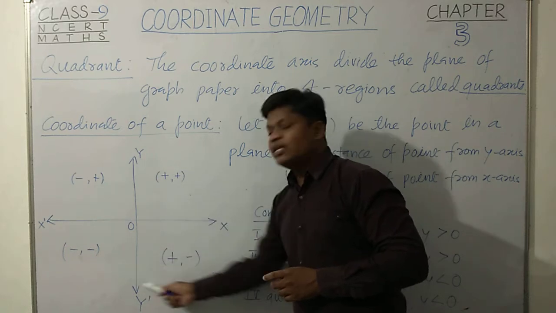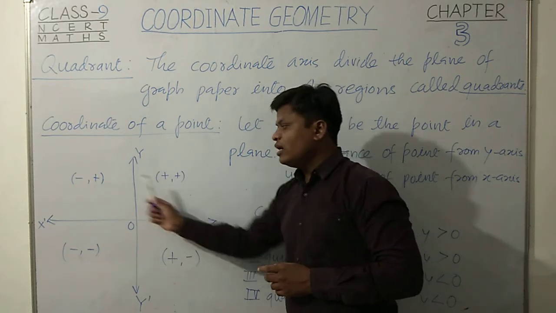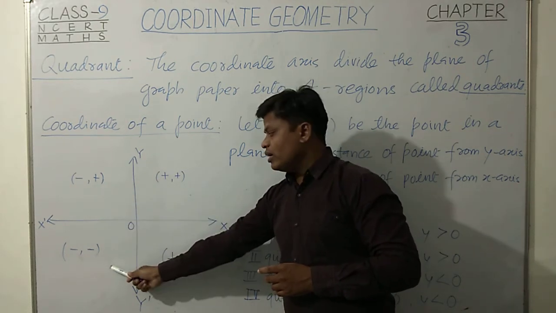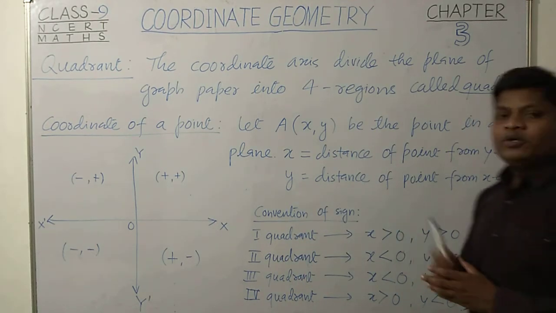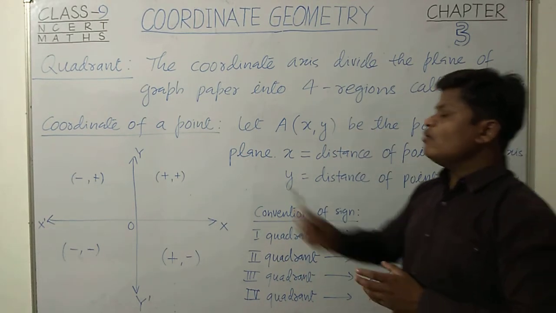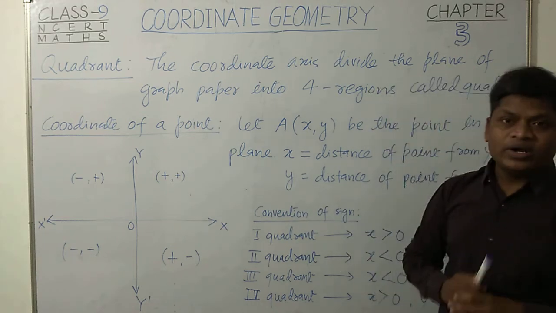We can also say that the four regions are the first quadrant, the second quadrant, the third quadrant and the fourth quadrant, right? So this is the definition of the quadrant. I hope you can understand this very easily. And now we will see the coordinate of a point, right?